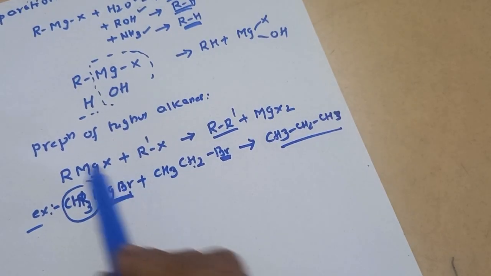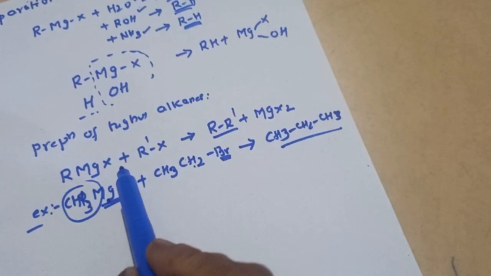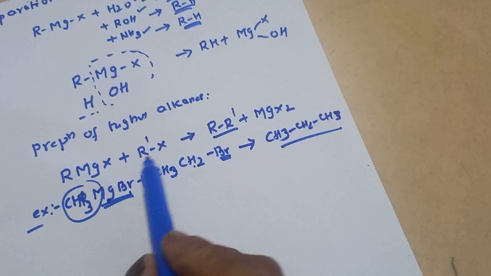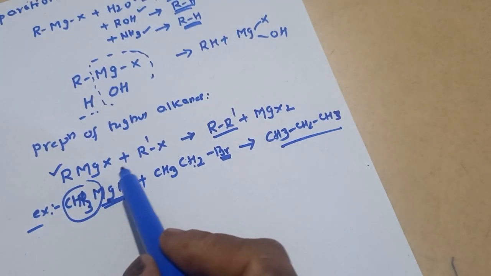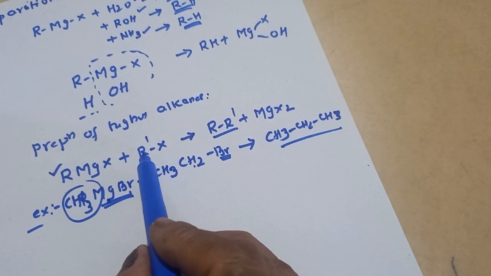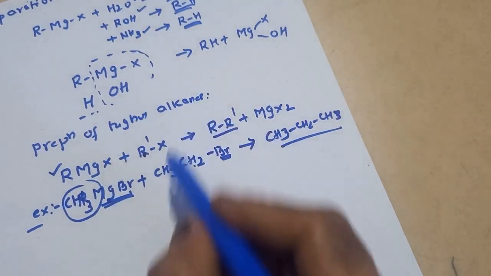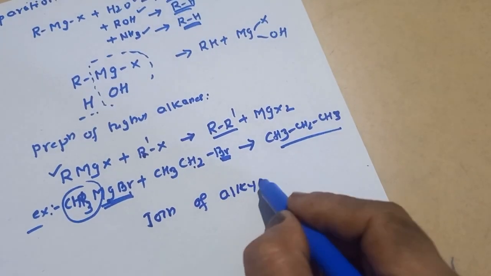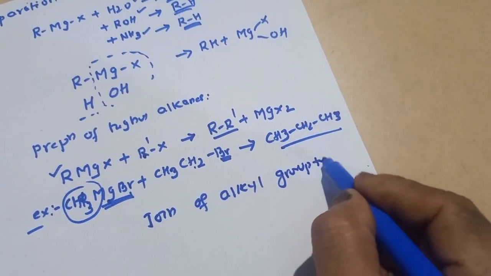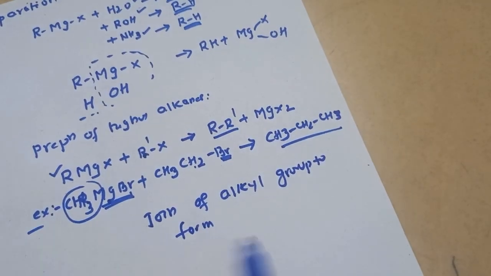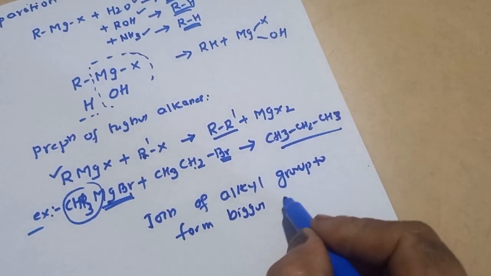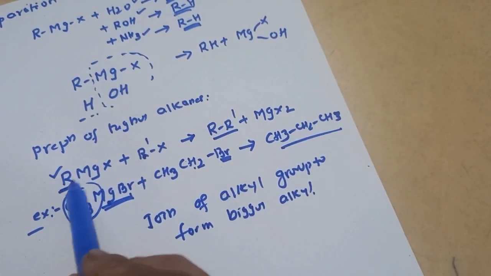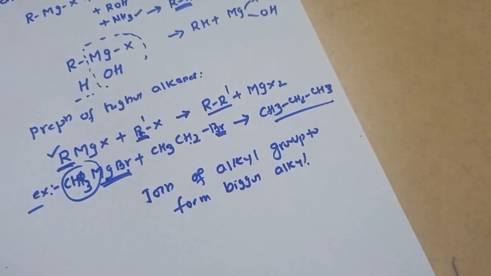What you have to do in the preparation of higher alkane is simply join. Always remember, when a Grignard reagent reacts with any other compound, it always supplies one alkyl group. So here the thing is R joins with another R. That means in this case, join of alkyl groups to form a bigger alkyl. This is the simple trick. What is the trick? Remove this R and join with this R. That's all. Right, students?